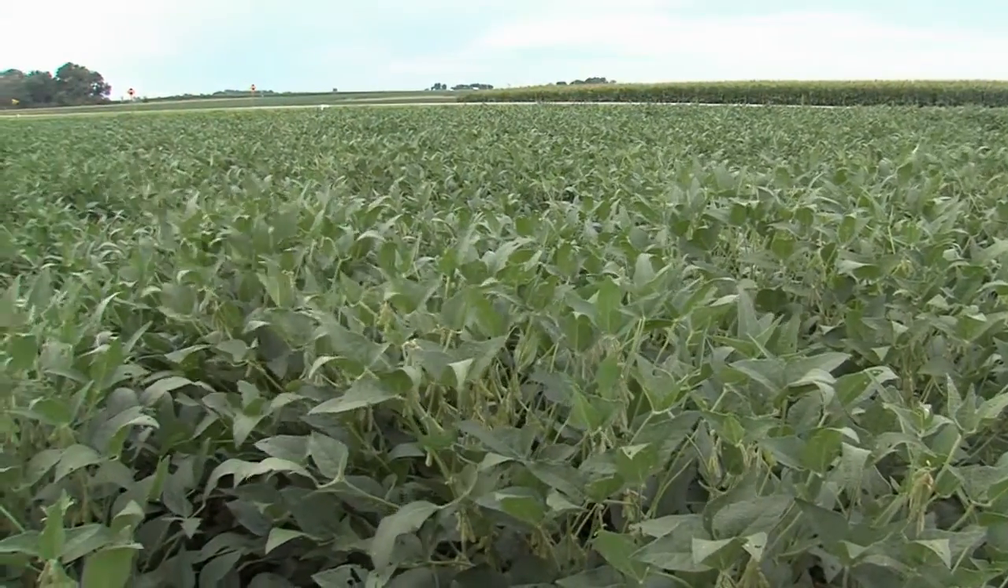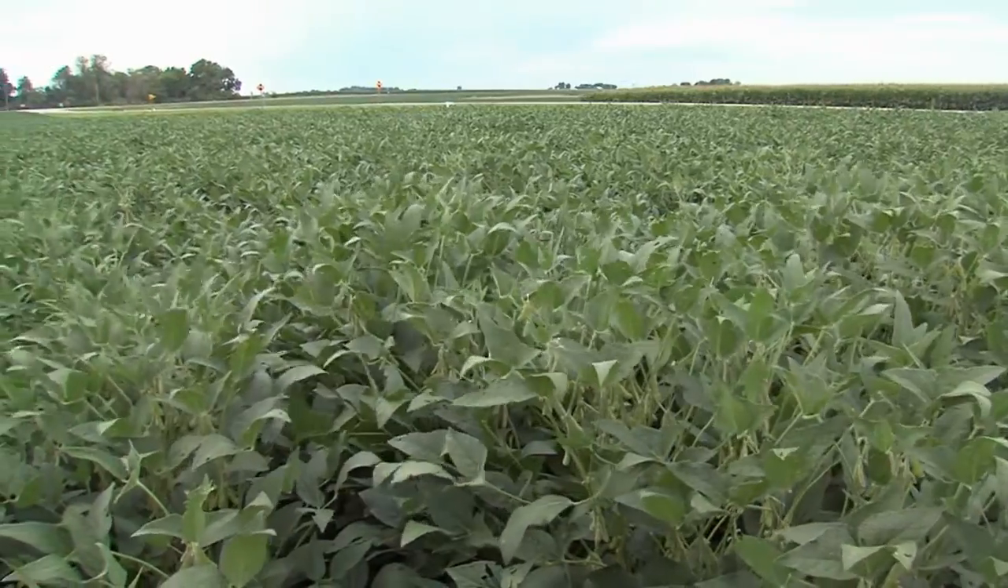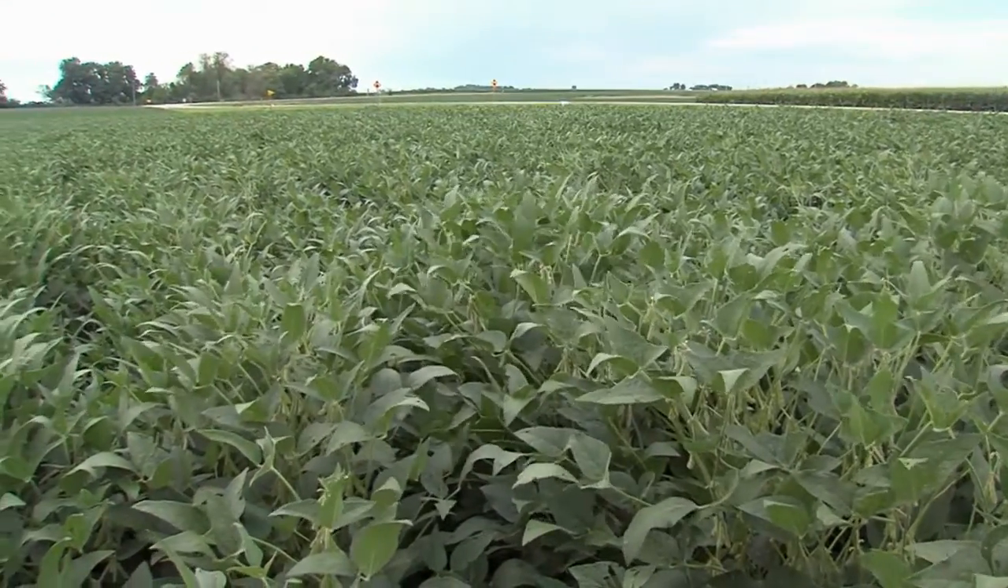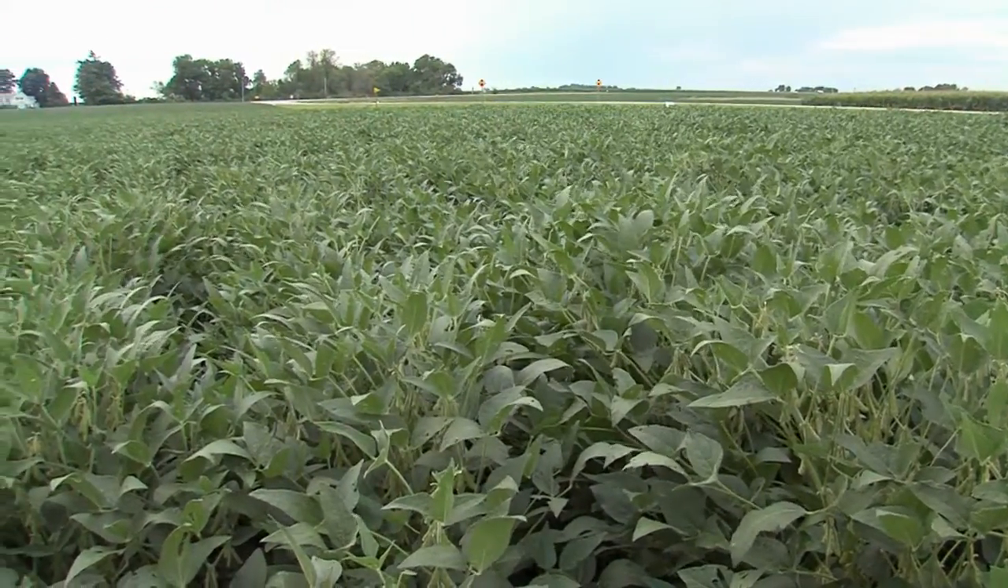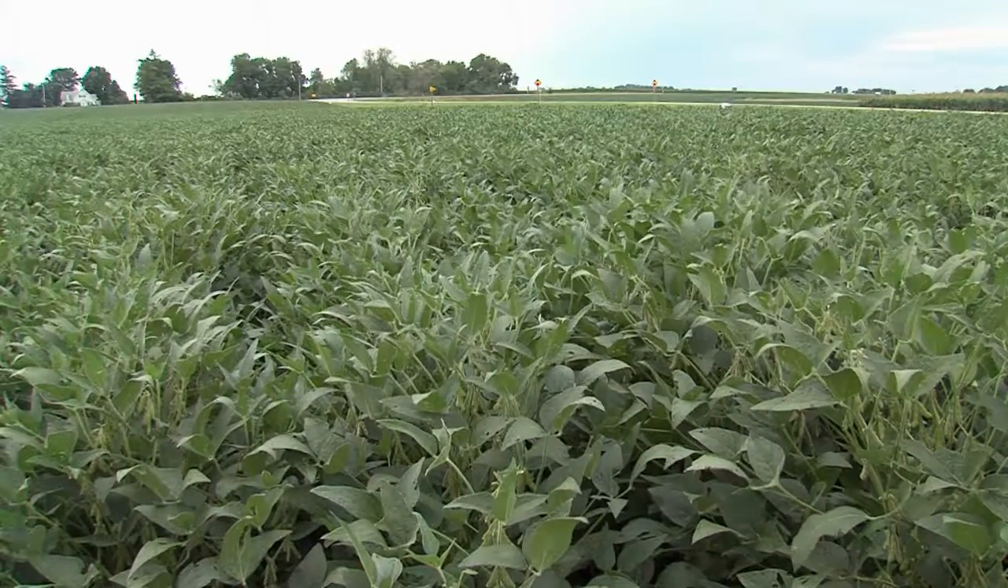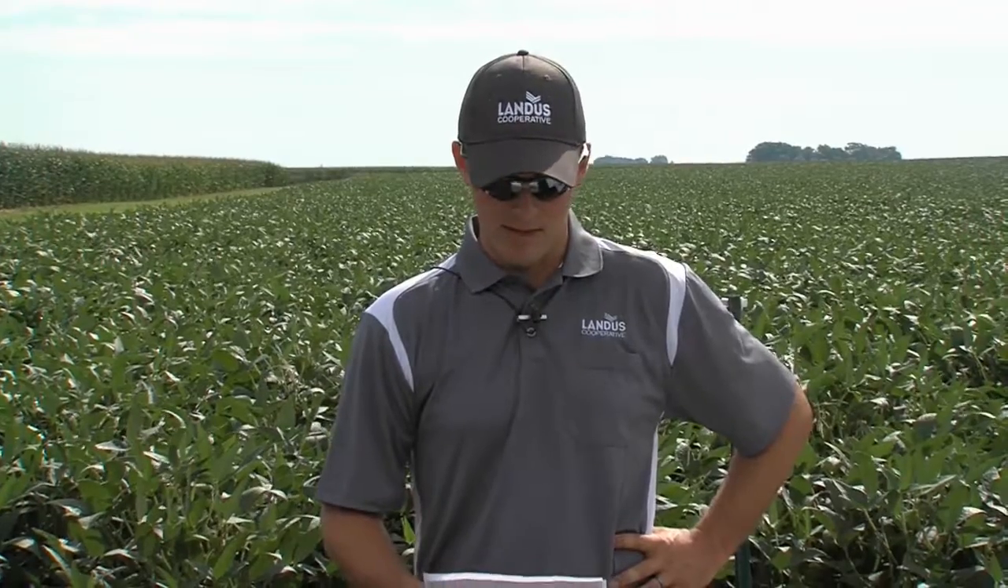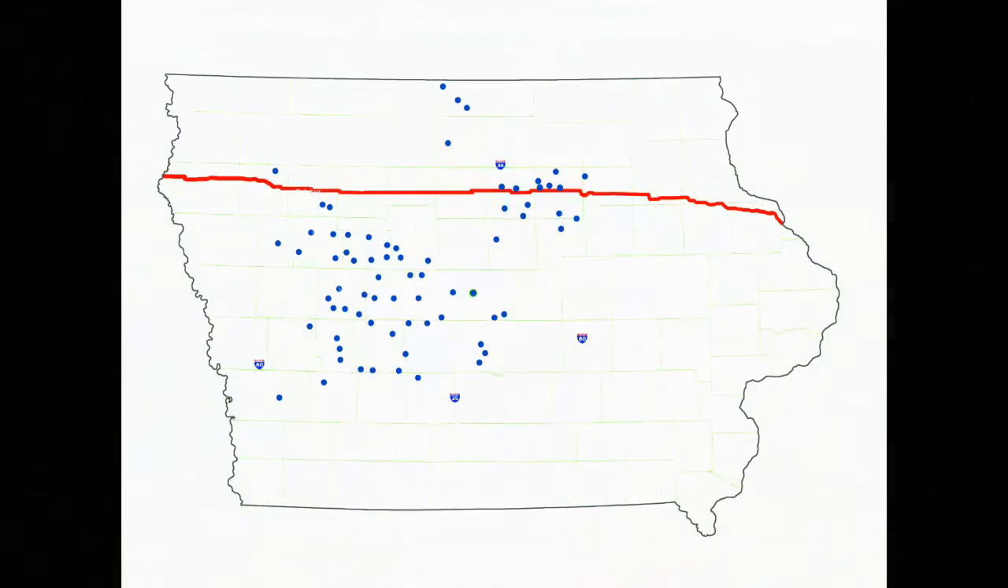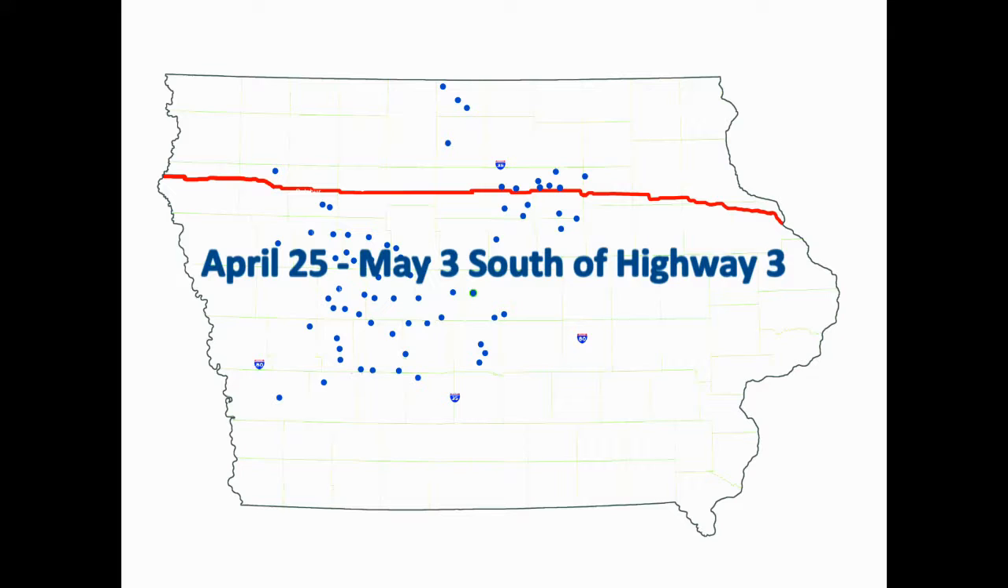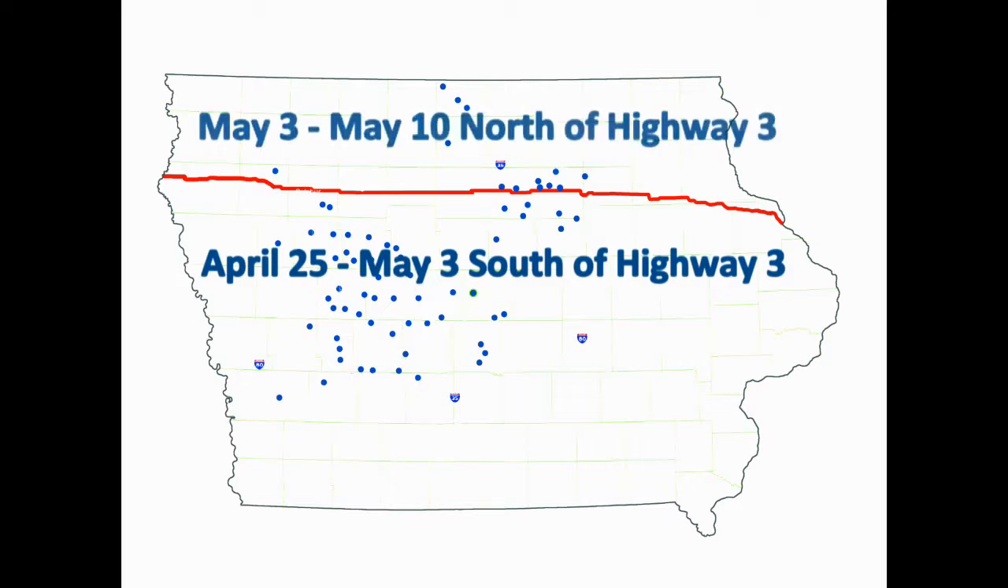The other way is to plant later to help control SDS. The problem with planting later is that you have less time in the vegetative stages and typically will see yield loss. Our data suggests that planting earlier means more nodes, which means more pods and more beans. The optimum planting date for soybeans is April 25th through May 3rd, south of Highway 3, and May 3rd through May 10th, north of Highway 3.